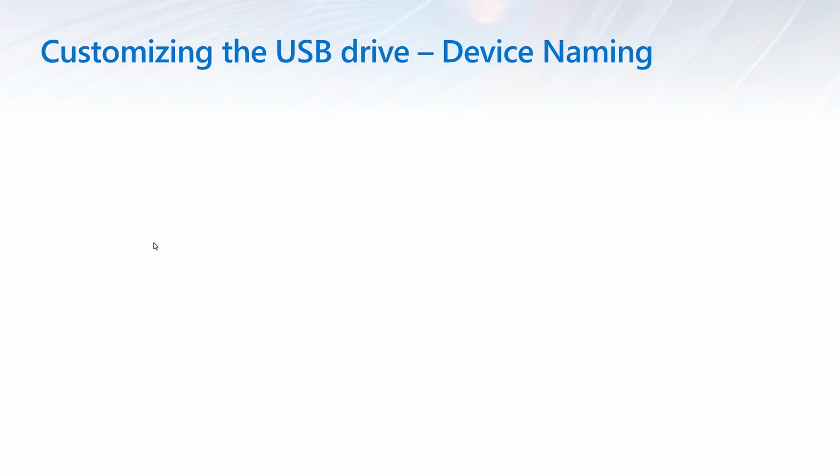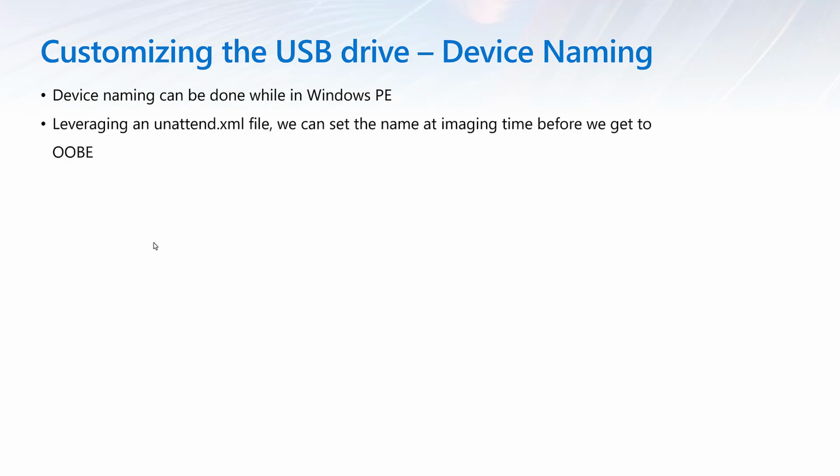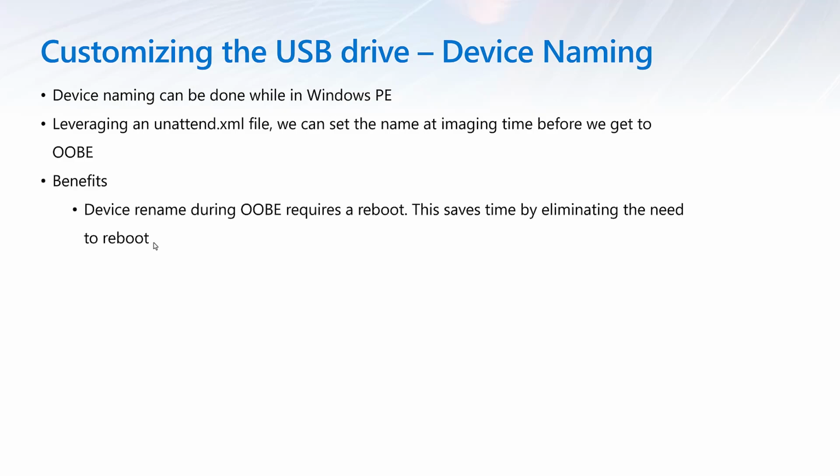Okay, let's go over device naming next. Device naming can be done while in Windows PE, and how we do this is we leverage an Unattend.xml file. Inside of that, we can set the name at imaging time, before we get to OOBE. The benefit of doing this is that device rename during OOBE requires a reboot. So instead of doing device rename during OOBE through a provisioning package or through Autopilot, we can do this during the imaging process via an Unattend.xml. This is going to save us some time by eliminating the need to reboot.